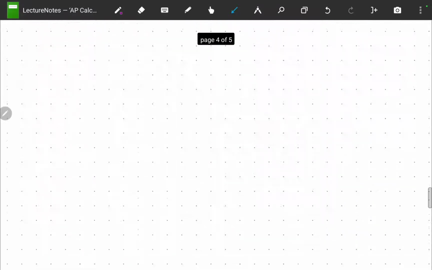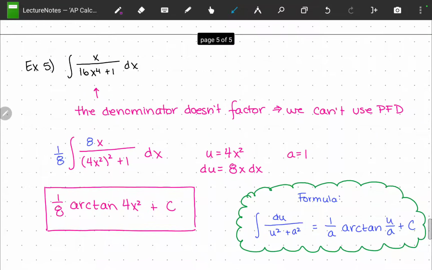All right, let's look at the next one. Oh, oops, I have a blank page in there. So here was the next one.